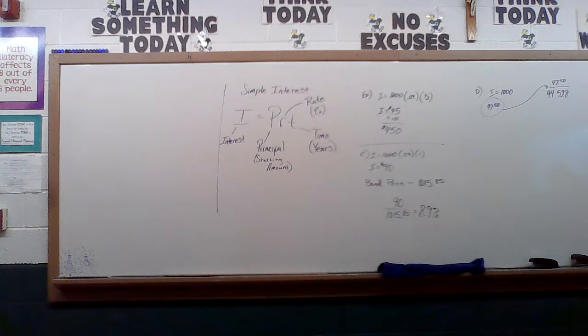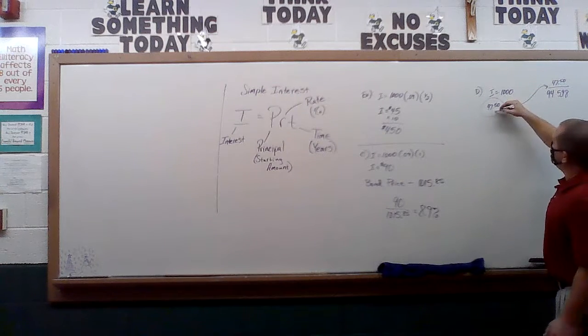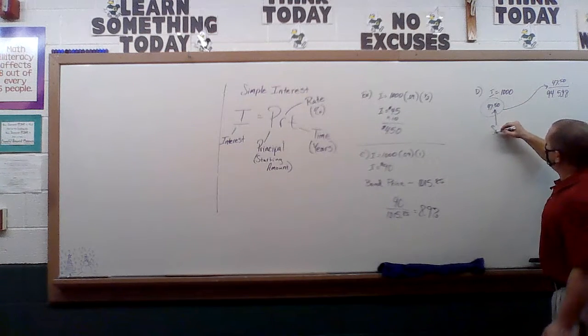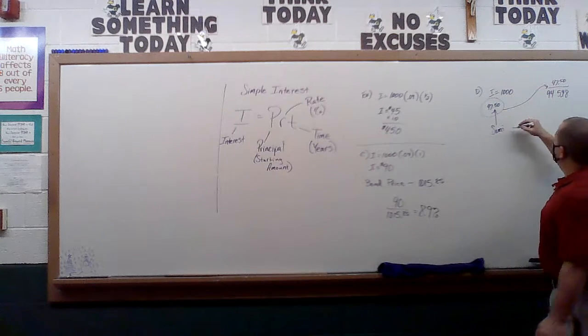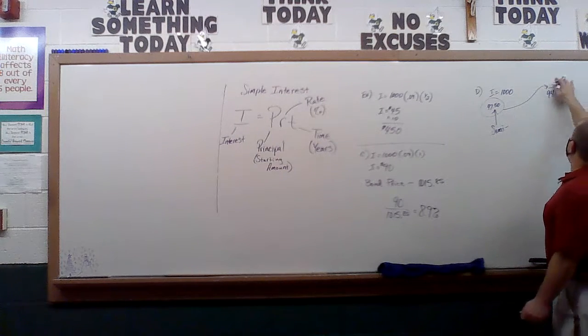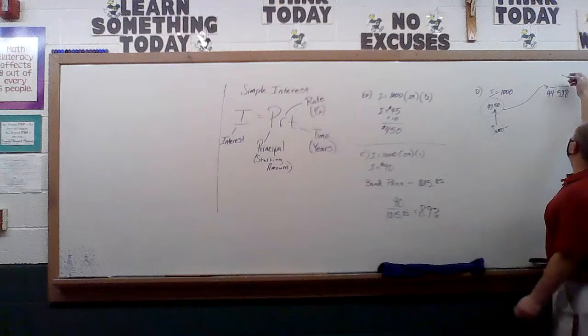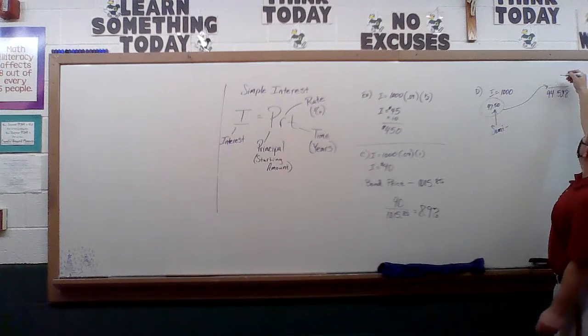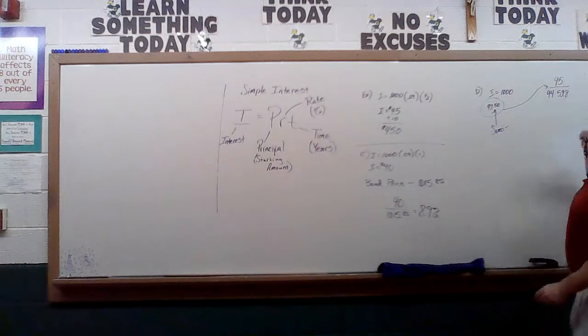Okay, so what should we do? We should multiply it by 2, exactly right. So what do we get? This one. Again, they told us in the problem that this was semi-annual. And so Chloe says we need to multiply this by 2, so we should get what? $95?